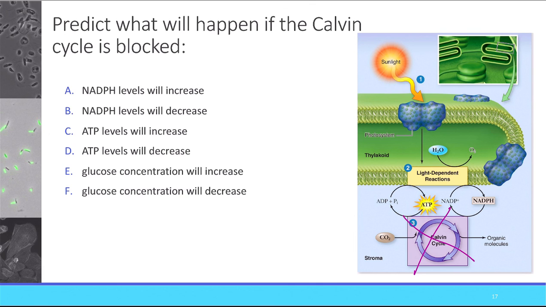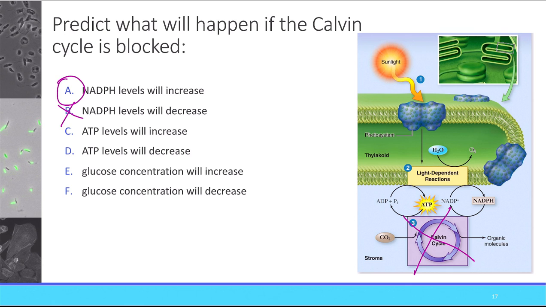All right, let's walk through this together. A states that NADPH levels will increase. If we take a look at the end of stage 1, stage 1 produces NADPH and ATP. If this cycle is broken, stage 1 is still happening, and we eventually will end up with a ton of NADPH molecules, but none of those will be used. So if the Calvin cycle is blocked, A is true. B is the inverse of A, stating that NADPH levels will decrease. We can cross that out because stage 1 is fine.